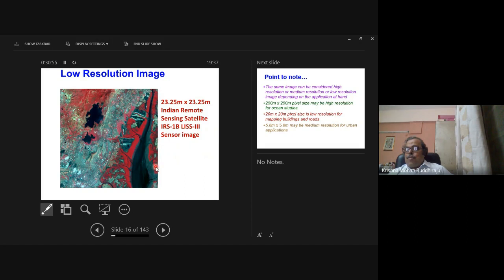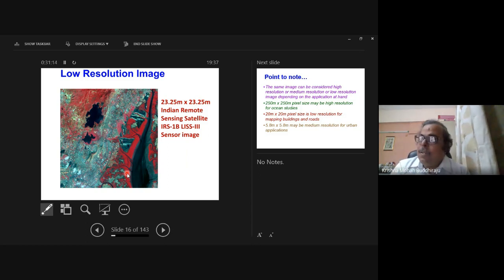This image is slightly old actually. So today we have lost some of the mangrove cover. With time, some of them might have died, or some of the land is converted for other purposes.